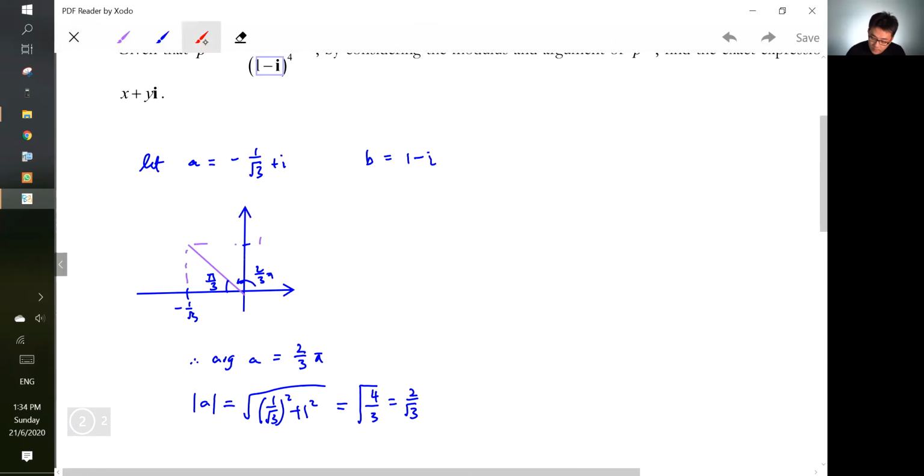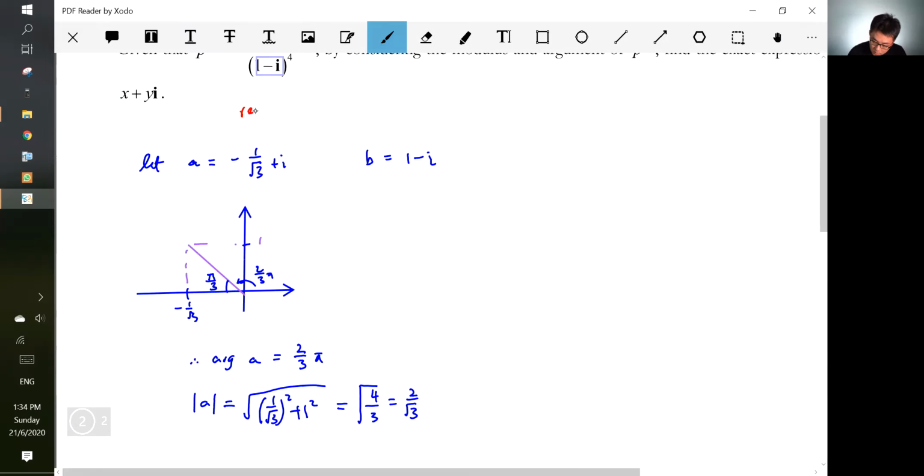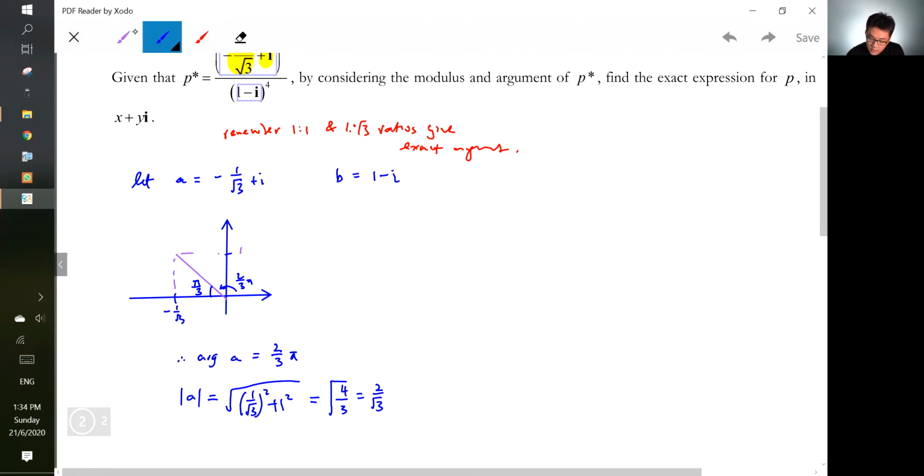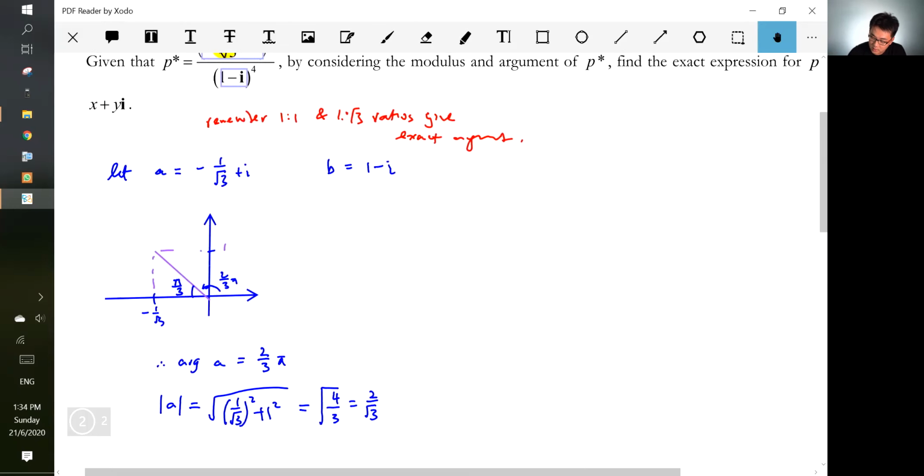So rule number 1, remember: 1 to 1 and 1 to root 3 ratios give exact argument. This one very important. Okay. Then obviously I think B is easier. B is really 1 and minus i. That's just my negative pi over 4.